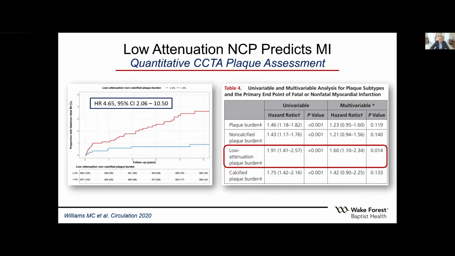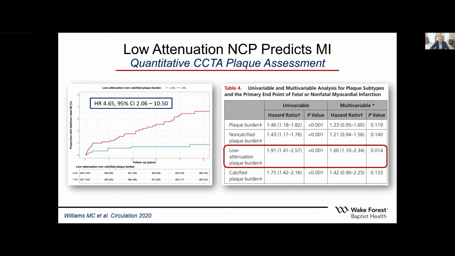Here's one sub-analysis from SCOT-HEART, which indicates that actually incorporating information regarding low attenuation non-calcified plaque burden is also helpful. Of course, low attenuation non-calcified plaque is one form of non-calcified plaque that's associated with higher risk. We've known that this is a feature of plaque vulnerability and is associated with increased risk of ACS. Here, there was an attempt to actually stratify according to the burden of low attenuation non-calcified plaque. So looking at a threshold of percent atheroma volume of 4%, greater than 4% or less than or equal to 4%, you can see individuals who had the higher burden of low attenuation non-calcified plaque had an almost 5-fold increased risk of fatal or non-fatal myocardial infarction.